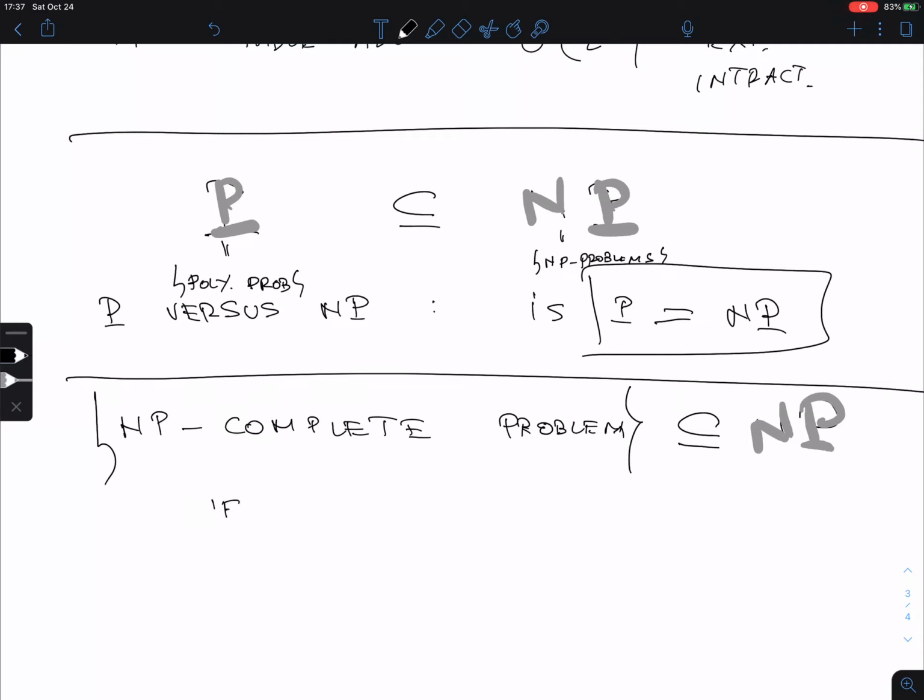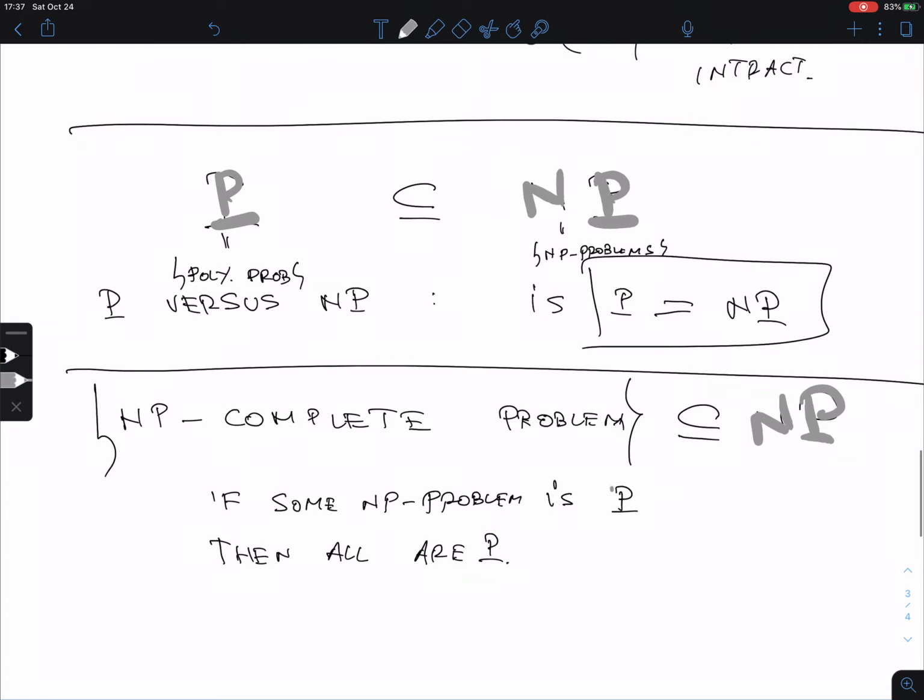If some NP problem is P, then all are P. Remember, P, I should use the boldface here. So if some NP problem, let me call it NP. Therefore, no, NP-complete. Sorry.